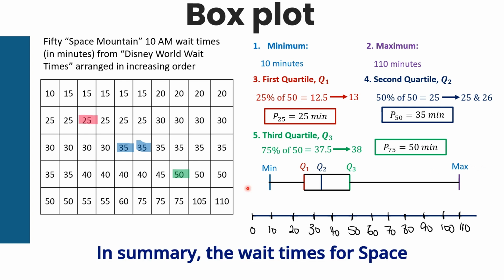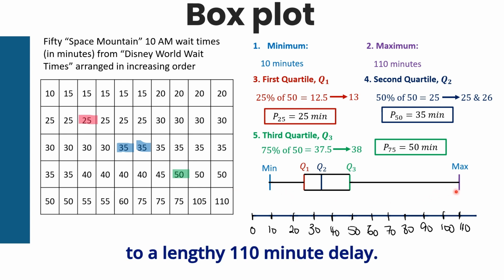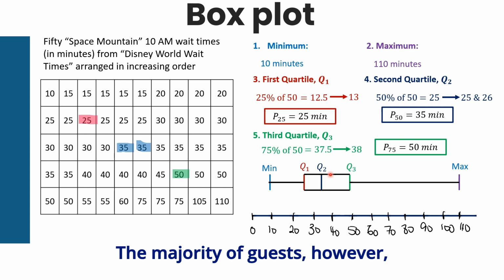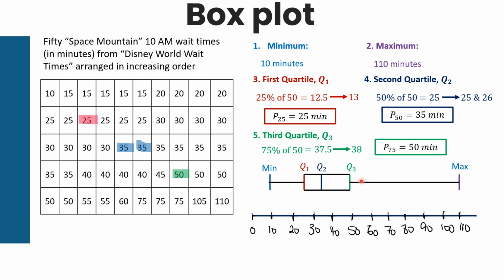In summary, the wait times for Space Mountain span from a quick 10-minute wait to a lengthy 110-minute delay. The majority of guests, however, experienced wait times between 25 and 35 minutes.